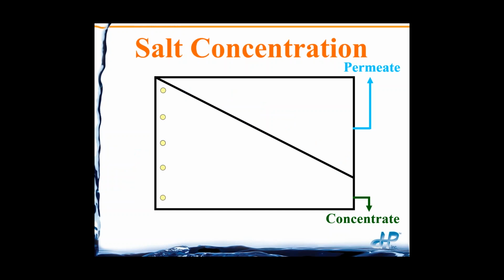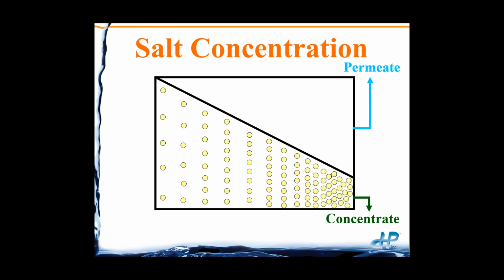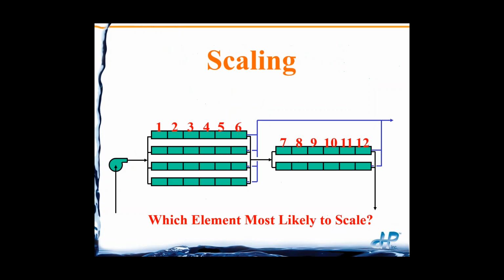The dissolved substances can't go through, at least not very readily. So that means the water molecules go through, the dissolved substances don't. So we concentrate every inch or centimeter of the way, from the first inch or centimeter to the last inch or centimeter. So we're concentrating that feed water. So every inch or centimeter of the way, the scaling potential is going to increase.